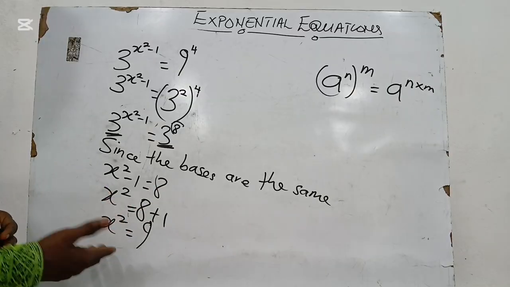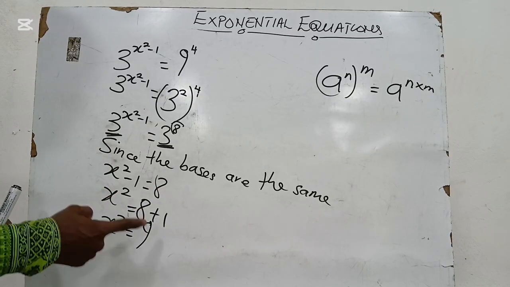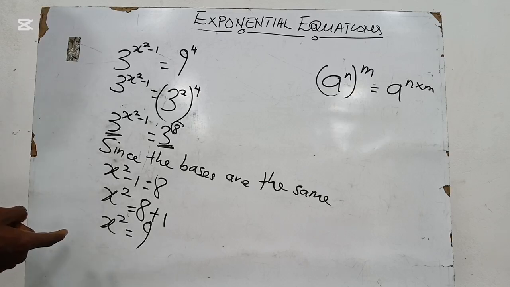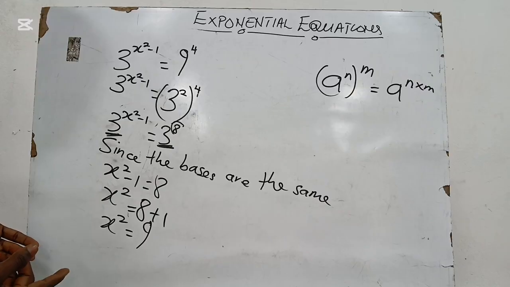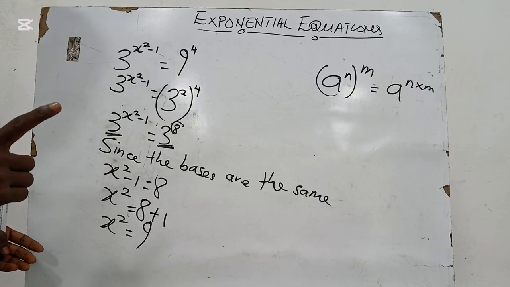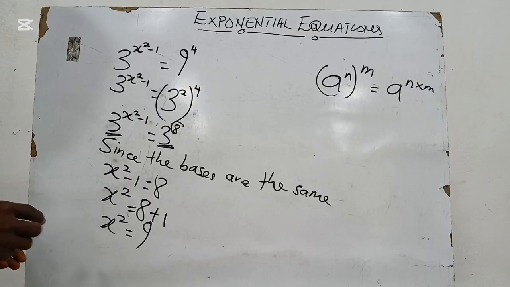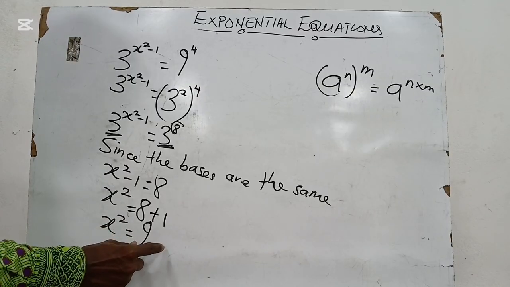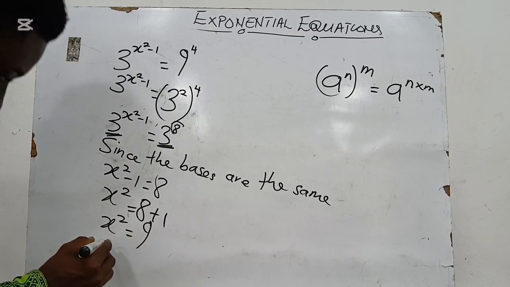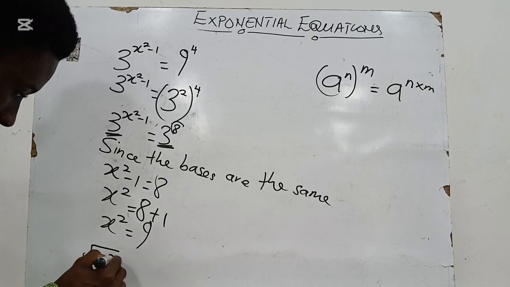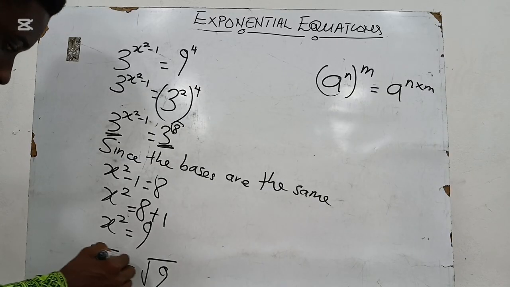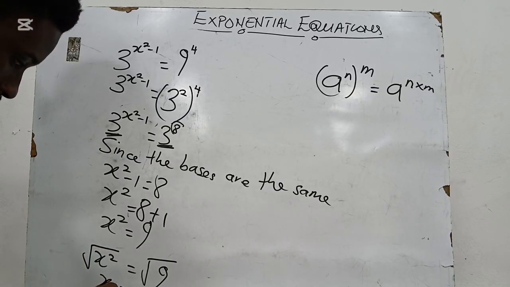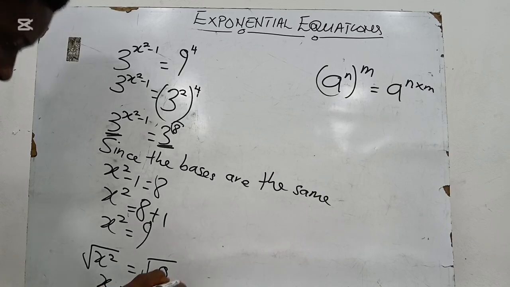Now what are we going to do to get only one x? This x here is squared. So when we take the square root of it, we will have the x standing alone, or we will have only one x. I hope you understand. Great. So if we are going to take the square root of this side, it means that we have to do the same thing for this side too. So the square root of x squared is equal to the square root of 9. The square root of x squared will be equal to x. The square root of 9 will be equal to 3. Now your final answer is plus or minus 3.